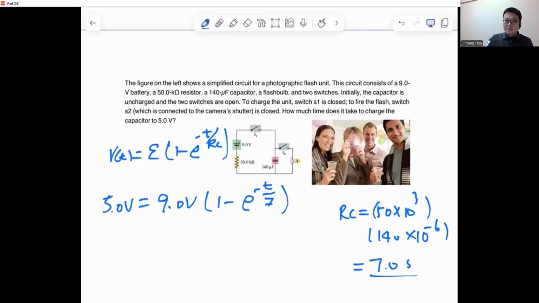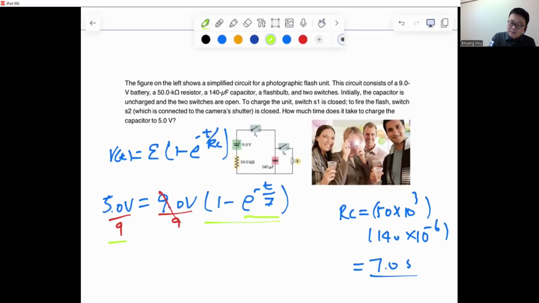All right, so we can divide both sides by 9 volts, so we get rid of that. On the left side you have 5/9, and on the right side this is 1 minus the exponential term. This term has t, so we're going to isolate it. You move the 1 to the other side, so it becomes 5/9 minus 1 equals negative e to the minus t over 7.